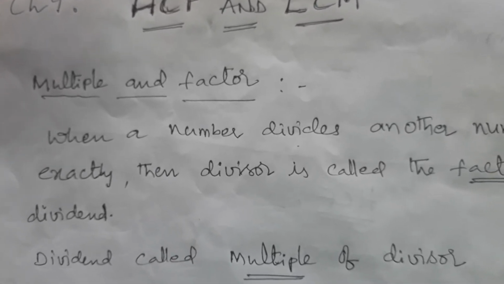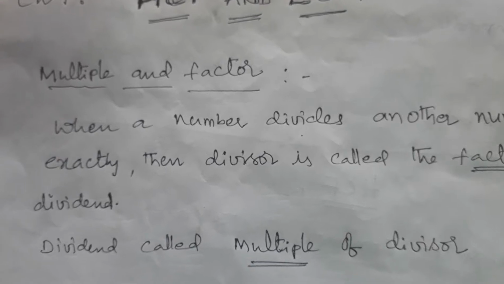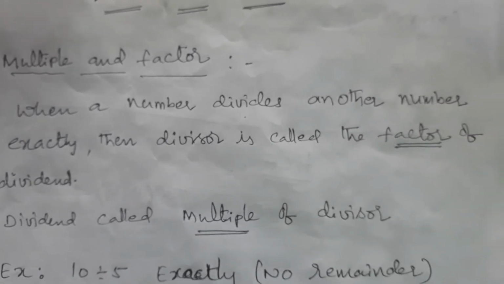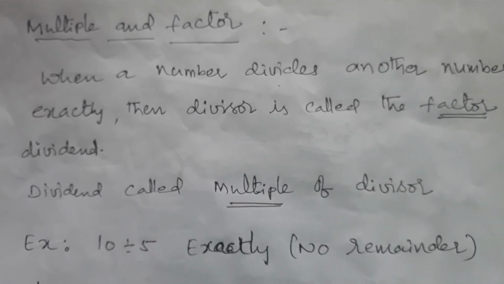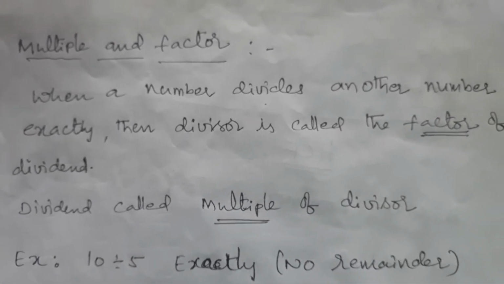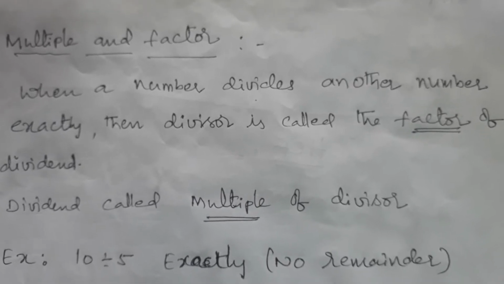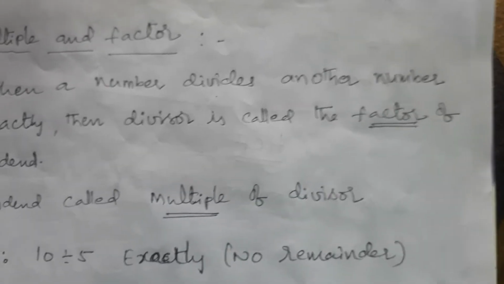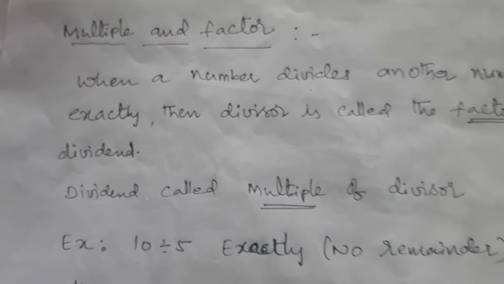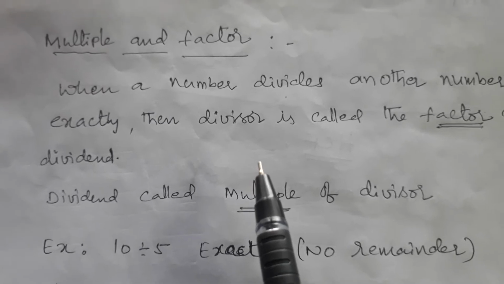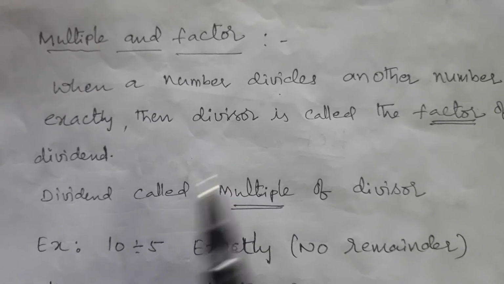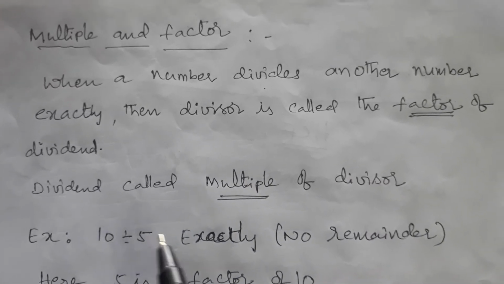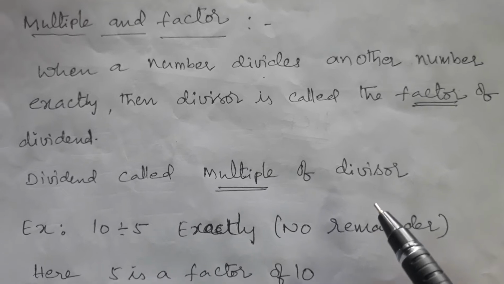Here the first concept is multiple and factor. What is a multiple? What is a factor? When a number divides another number exactly, means no remainder, then the dividing number, that is the divisor, is called a factor of the dividend. And the dividend is called a multiple of the divisor.